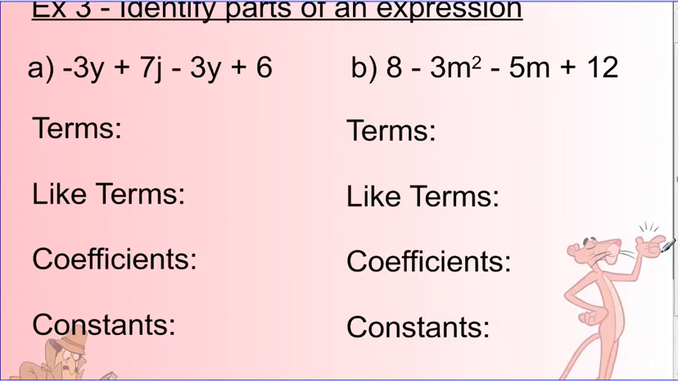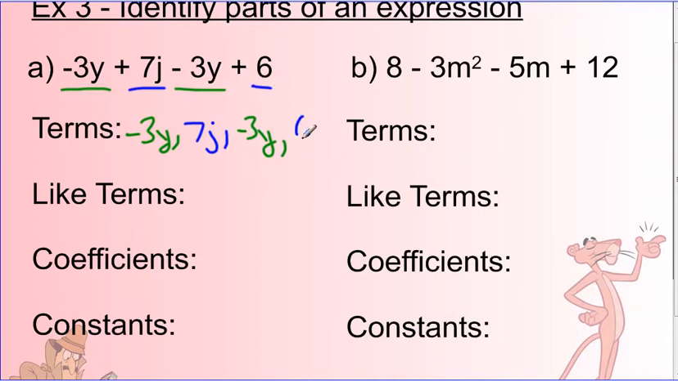So let's start, letter A, with our terms. The terms are all the individual little pieces that are being added together. So watch, we have a negative 3y. That is my first term. We have a positive 7j. That is my second term. We have a negative 3y as my third term.